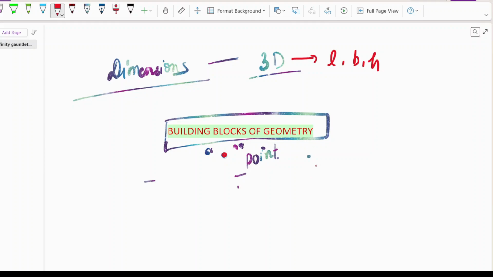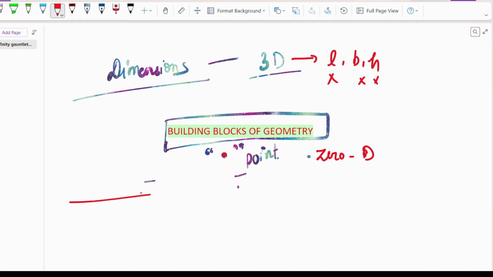Come on, this was once a question asked in a competitive exam. What is the dimension of a point? No length, no breadth, no height, nothing. Then this point is 0 dimensional. Got it? What is the dimension of a point? 0 dimensional.